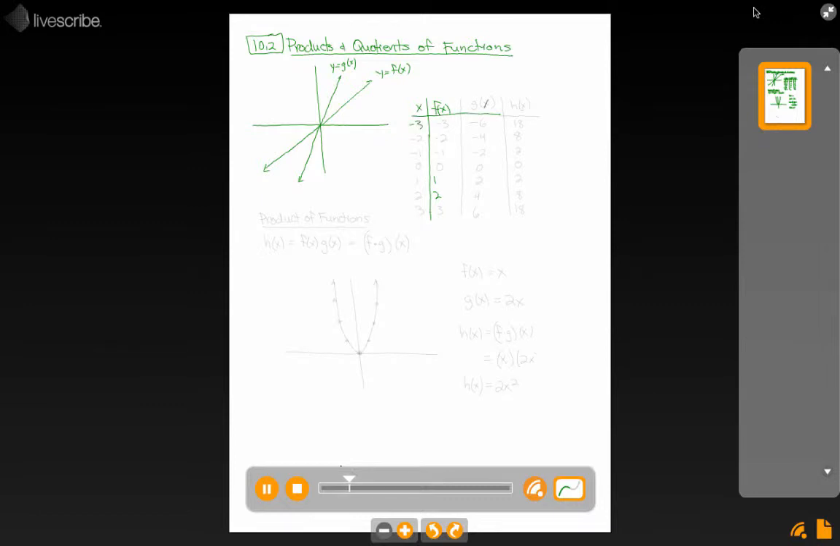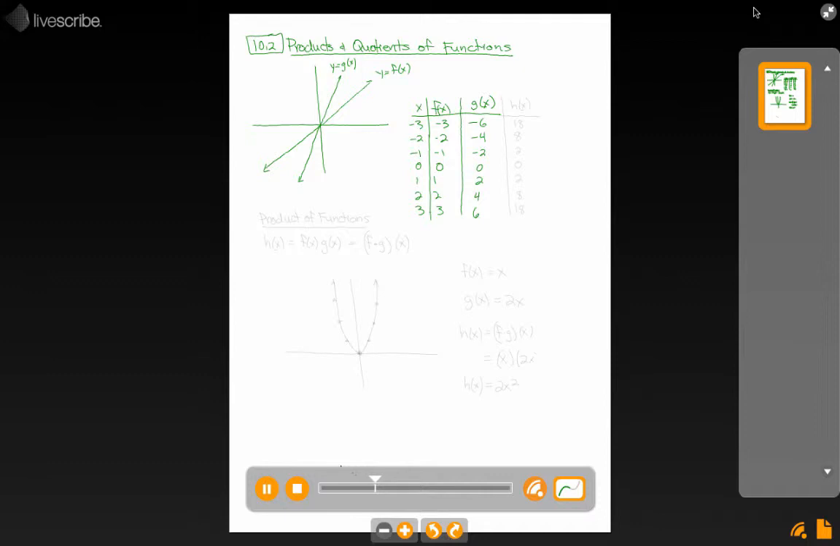We've got -3, -3, -2, -2, -1, -1, 0, 0, 1, 1, 2, 2, and 3, 3. So you might be able to put together what function that is. Now, g of x is in some ways similar, except we've got -6, -4, -2, 0, 2, 4, 6.